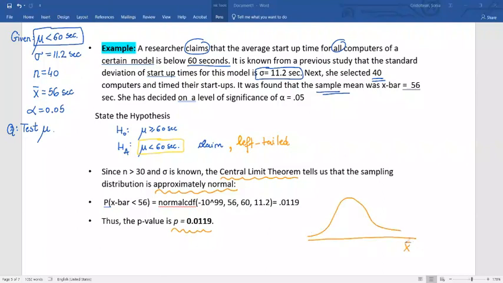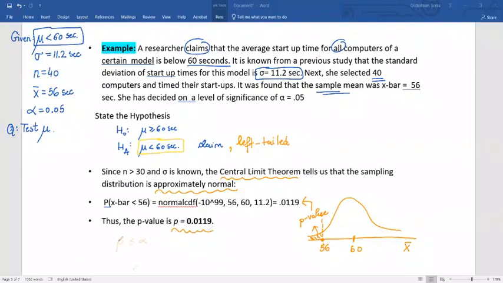This is the distribution of X bars. I have 60 right here. And I'm looking for the probability of getting this sample with these results. The X bar that we got is 56. The probability we are looking for is called the p-value. So we found this p-value right there. Normal CDF from negative infinity to 56, 60, and 11.2, and we got 0.0119. This is the p-value. Since we have the p-value, we can make a decision.